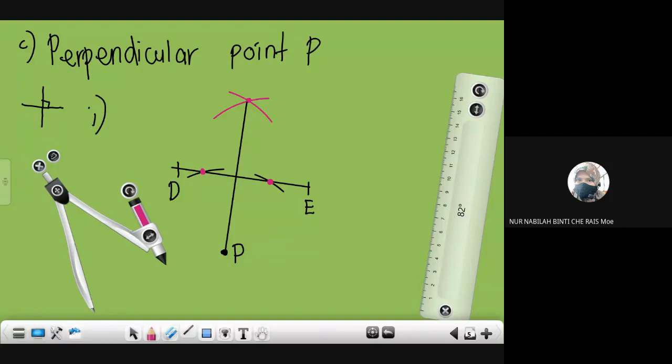So it doesn't matter where the point is. The first thing is you put your compasses at the point given, and then you create another new point on the line, and then from the new point you create another arch, and then you join. Okay, we look at number 2.